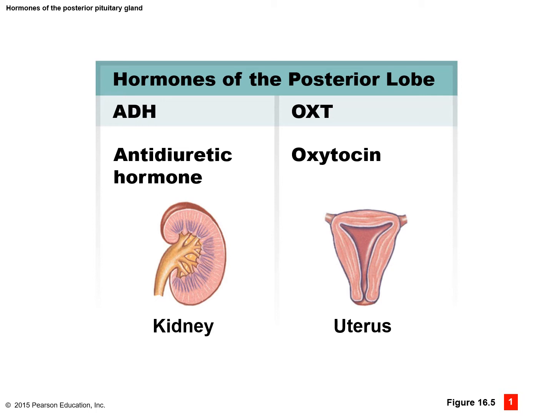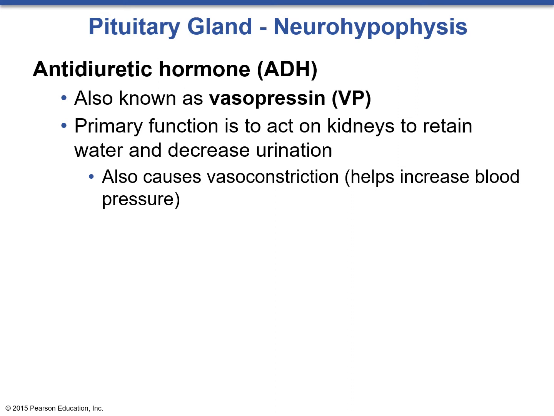Here, there are two hormones that are released: antidiuretic hormone and oxytocin. These are both made in the hypothalamus. Antidiuretic hormone is otherwise known as ADH or vasopressin. Its primary function is to act on the kidneys to retain water and decrease urination. It also is a powerful vasoconstrictor that helps to increase blood pressure. We'll talk more about the direct actions of antidiuretic hormone when we get to the urinary system.